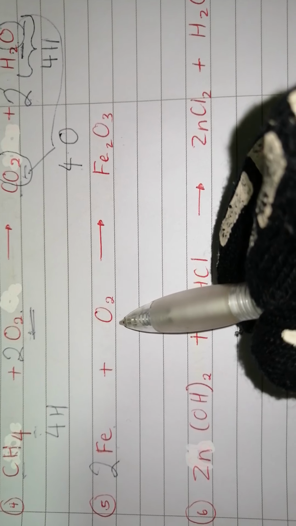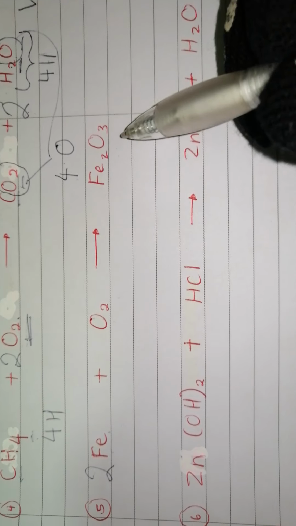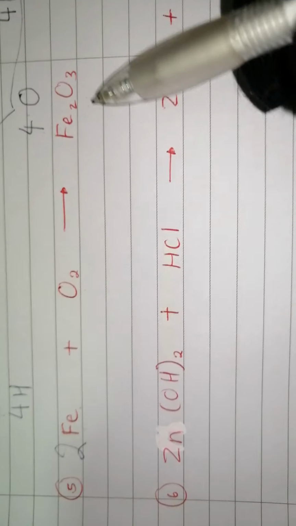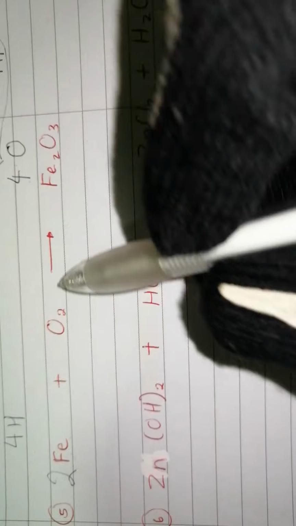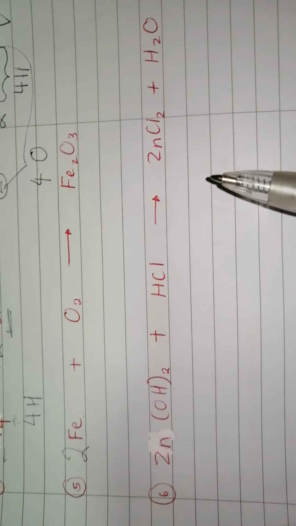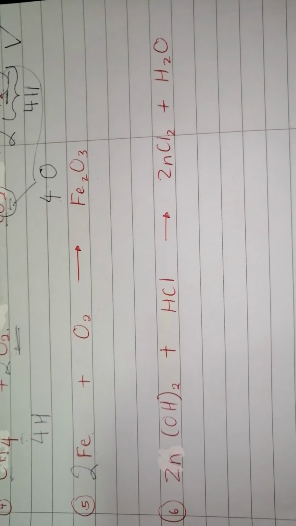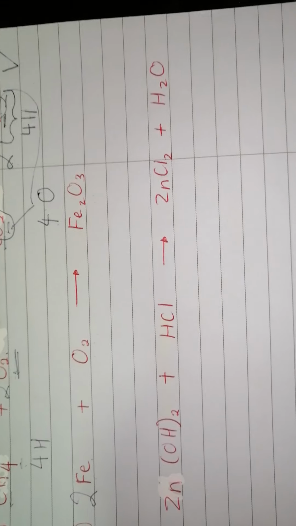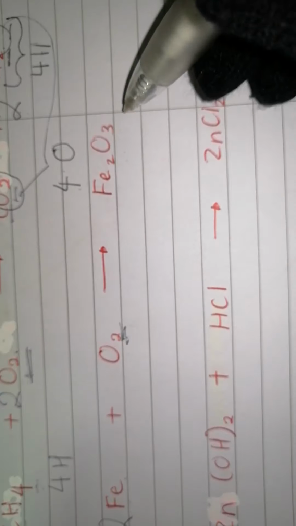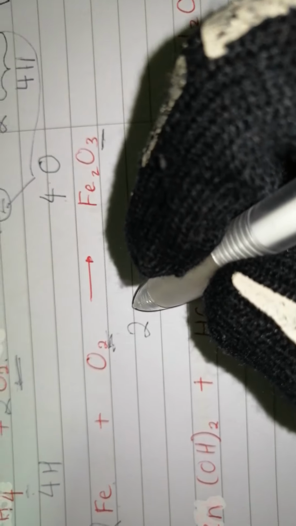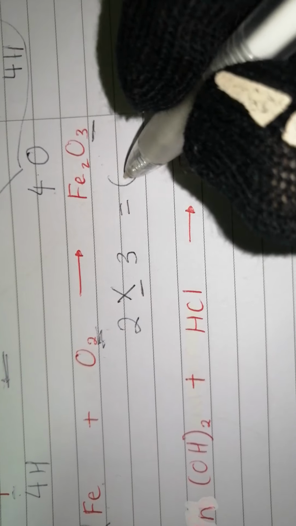Now on this side I have 2 oxygens and on this side I have 3 oxygens. Now this is a bit tricky because how are you going to change a 2 into a 3? Anytime you have something like that, where you have a 2 and you need to make it into a 3 and you can't do that, what you do is you take the 2 that you have here, and the 3 that you have here, and you multiply them together. So you're going to say 2 times 3, and that will give you 6.